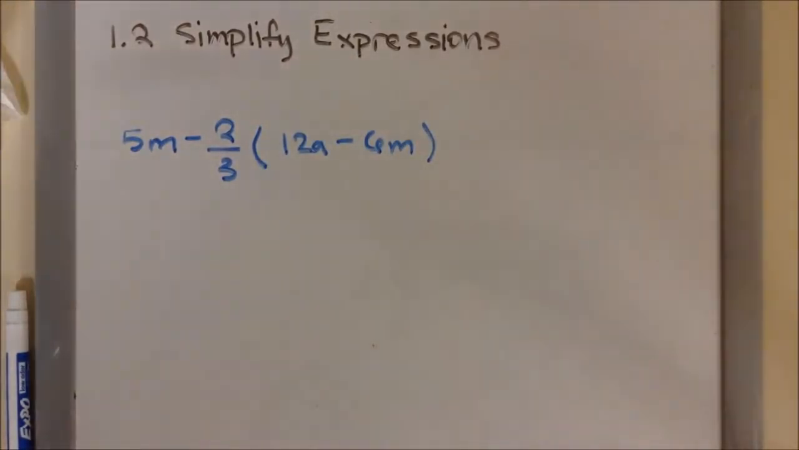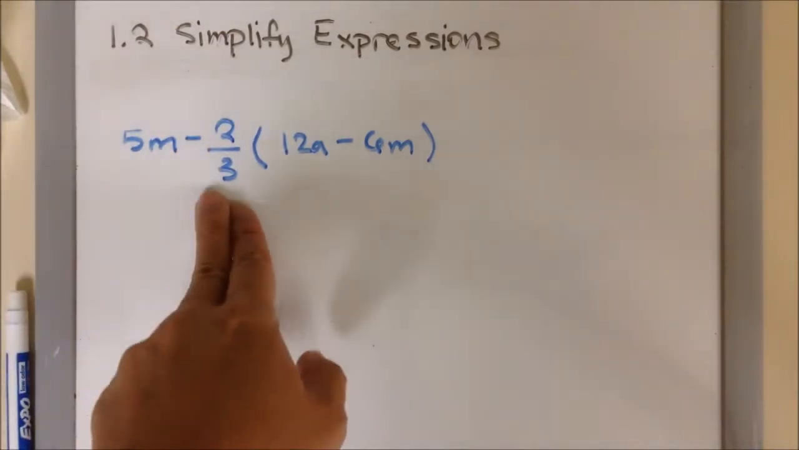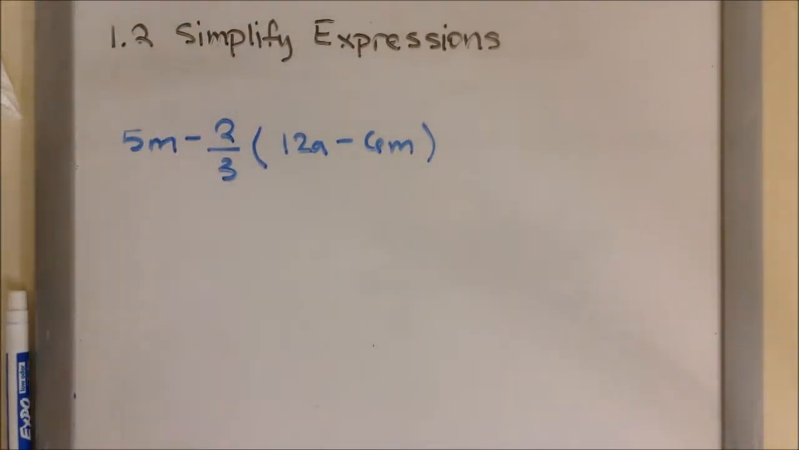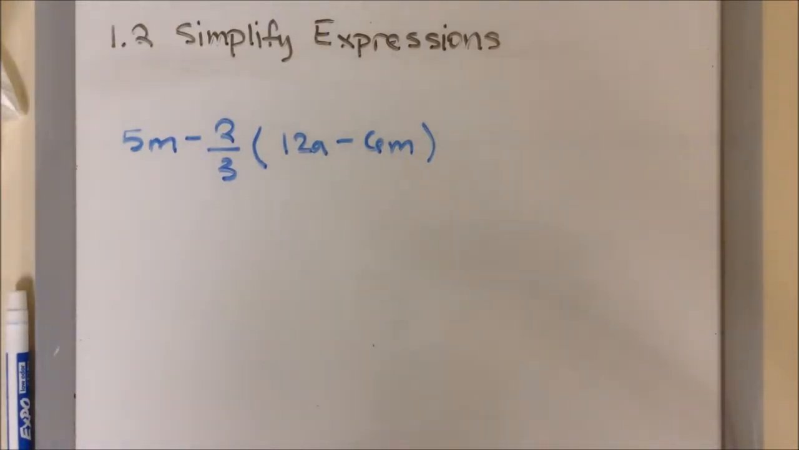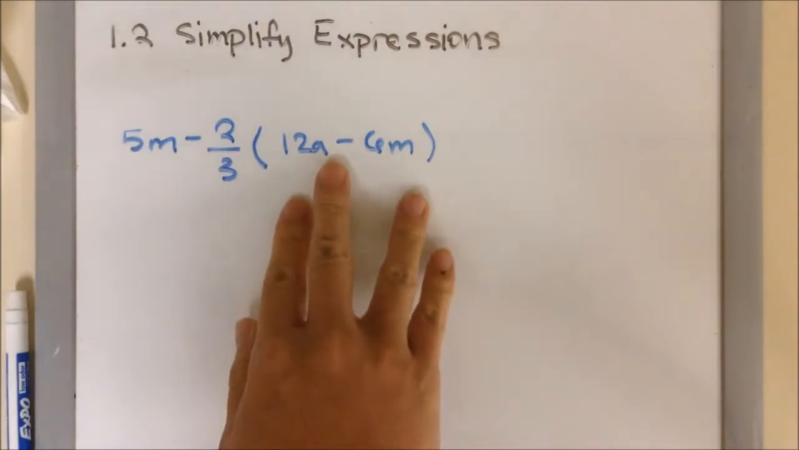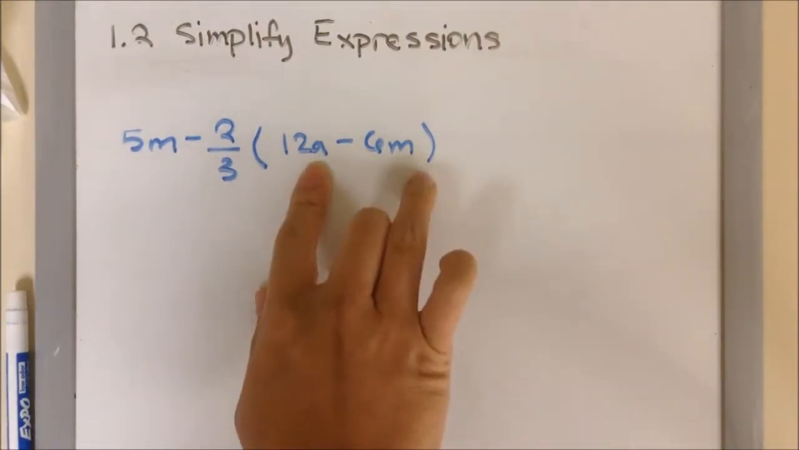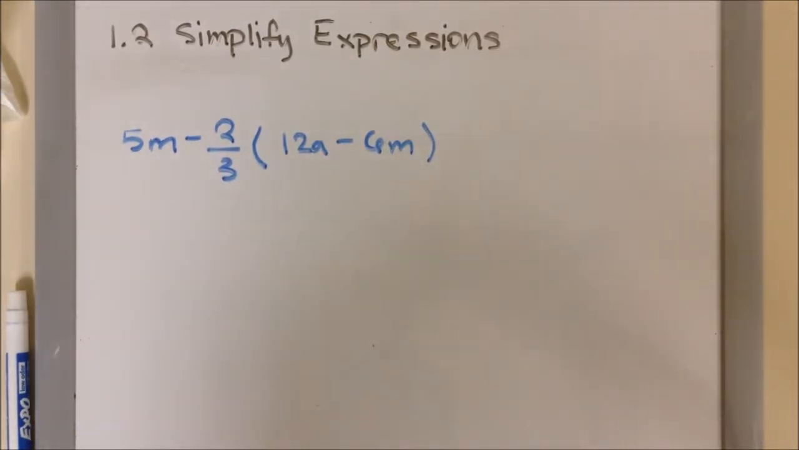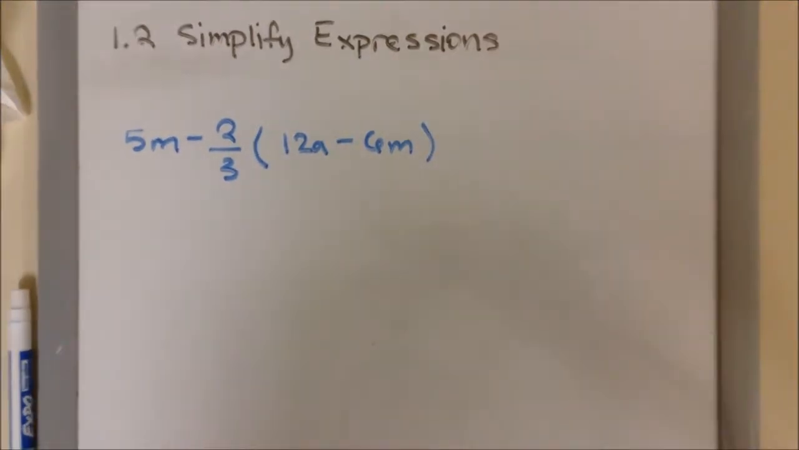Now in this part, we're going to simplify expressions when we have a fraction. In this case, we have a fraction right in front of the parenthesis. So, first I'm checking inside the parenthesis. I can't do anything because we have an a and an m. So 12a minus 6m, they're different terms, cannot combine them, so leave it like that.